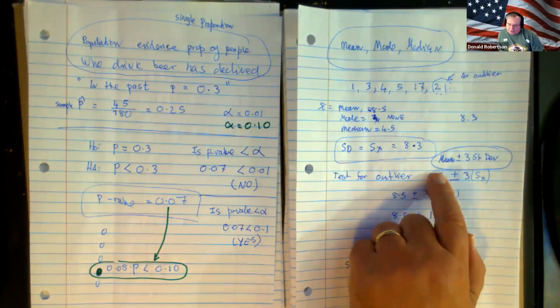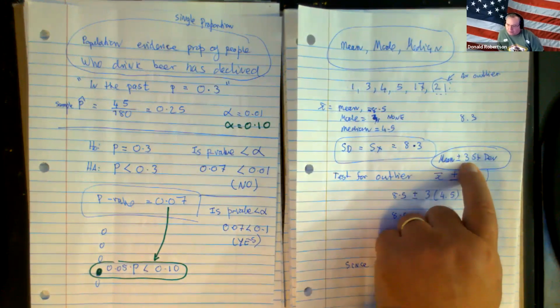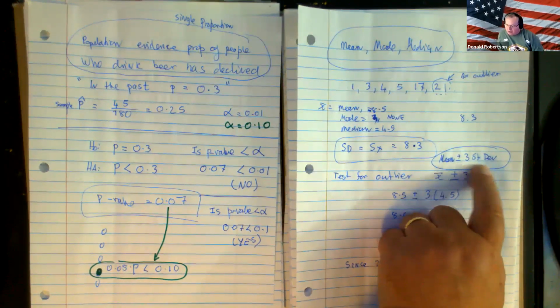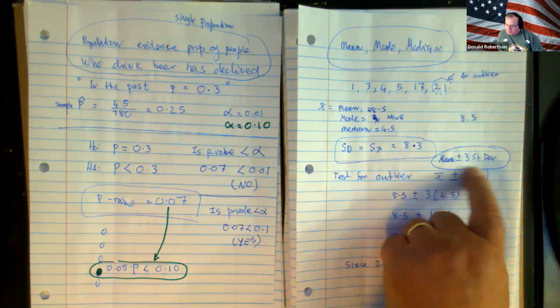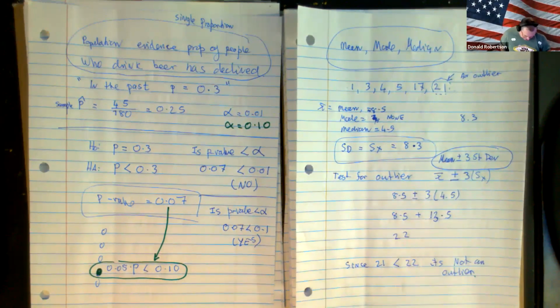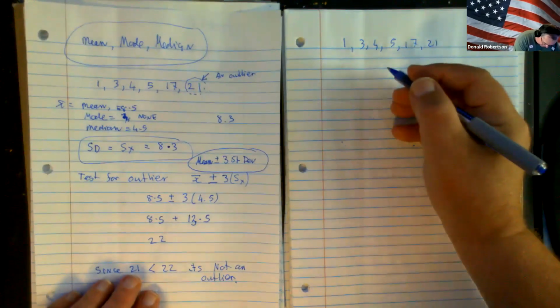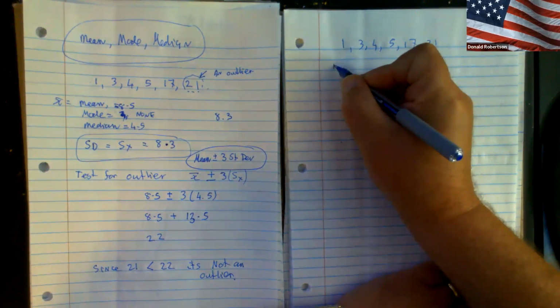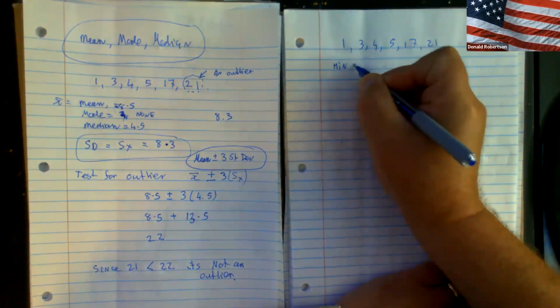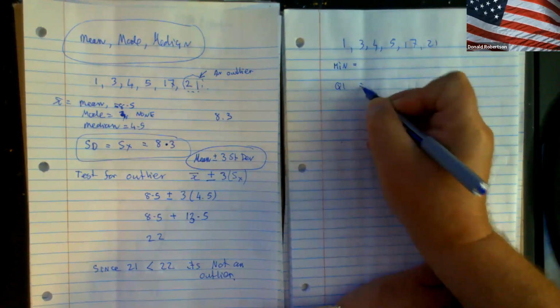So your answer to your question, where did that 3 come from? It's because it's part of the formula, right? It's a thing you memorize, right? So it's 3 of these guys. In this case, then, it's not an outlier. So if you take this data, you could be asked to find a 5-figure summary. And they're these guys.